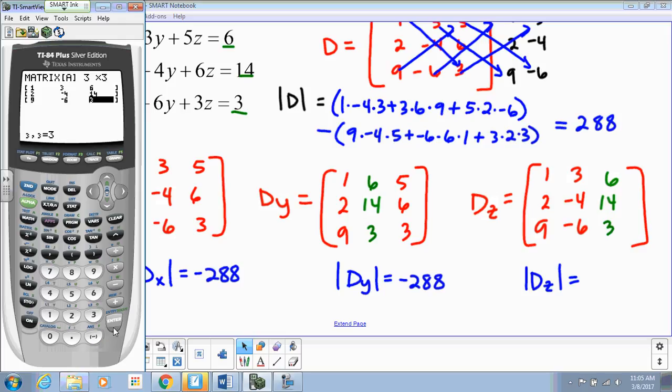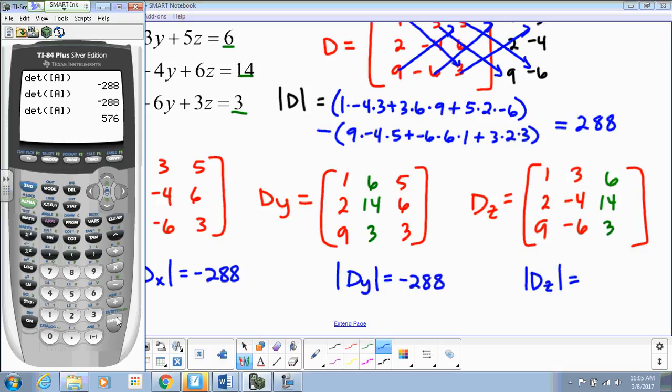Okay. And then again, I just have to hit second enter, and I can bring that back up. You should get 576 for dz. Okay. That's the hard part. Now we're just dividing.